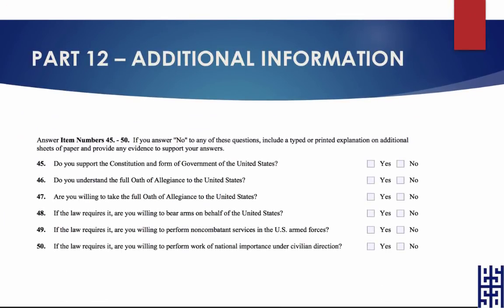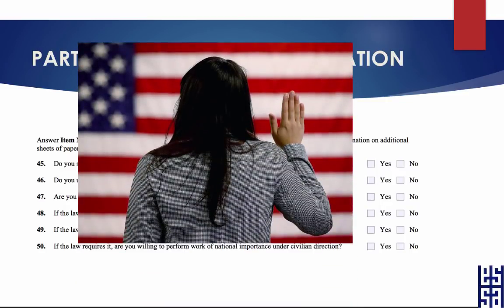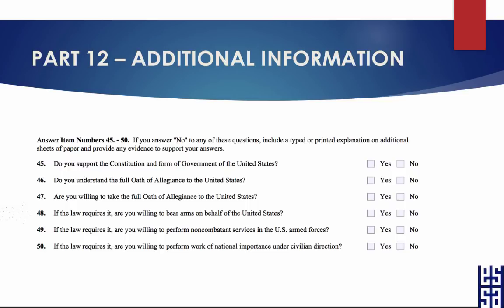Part 12, questions 45 through 50, check your understanding and willingness to take the oath of allegiance and undertake certain obligations as a U.S. citizen. The oath of allegiance is a promise to be loyal to the U.S. and to give up loyalty to all other countries. Obligations in the oath include bearing arms on behalf of the U.S., willingness to perform non-combatant services in the U.S. Armed Forces, and willingness to perform work of national importance under civilian direction.